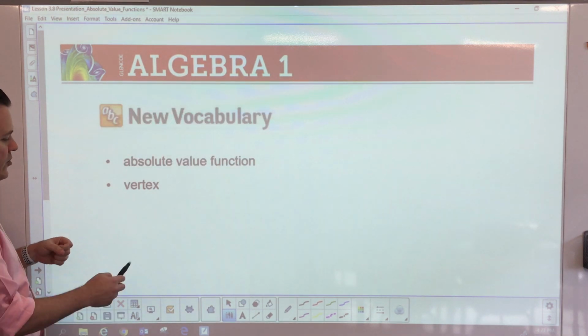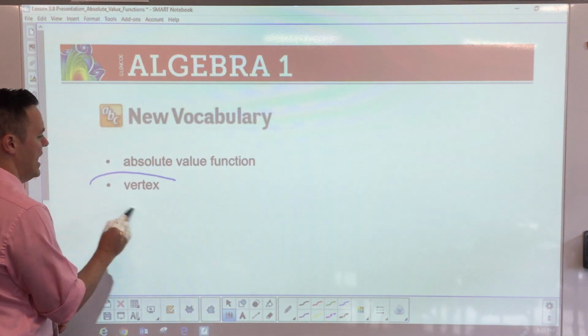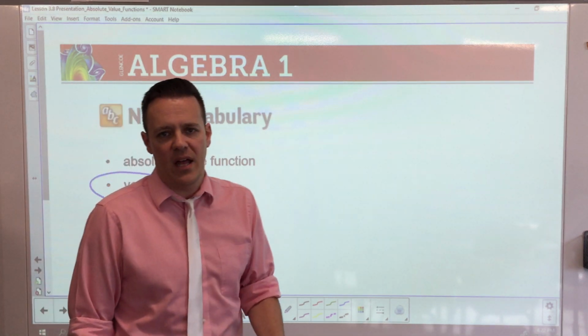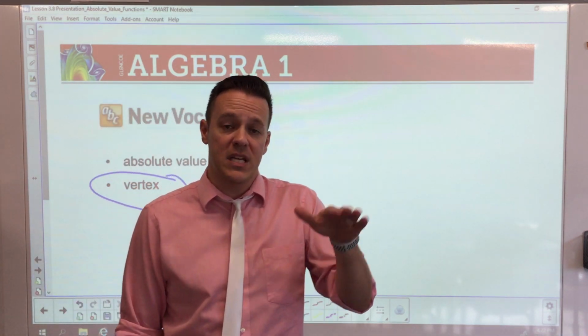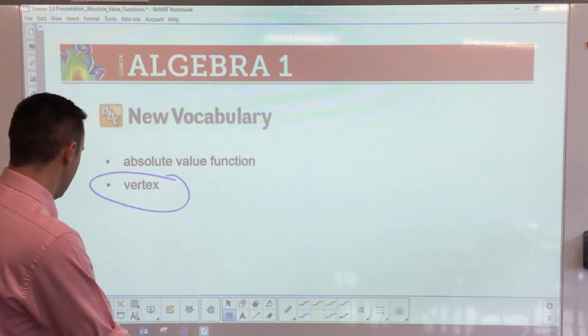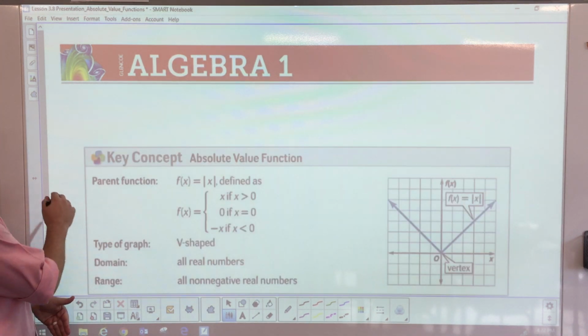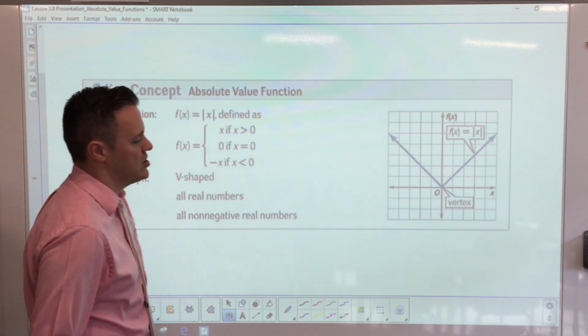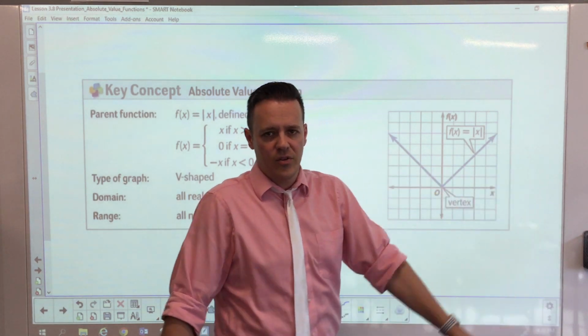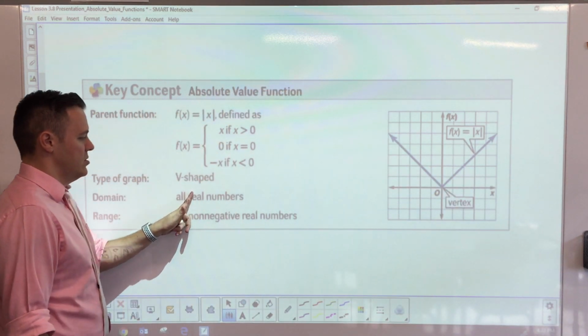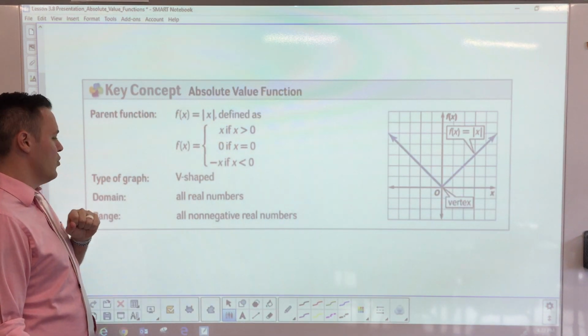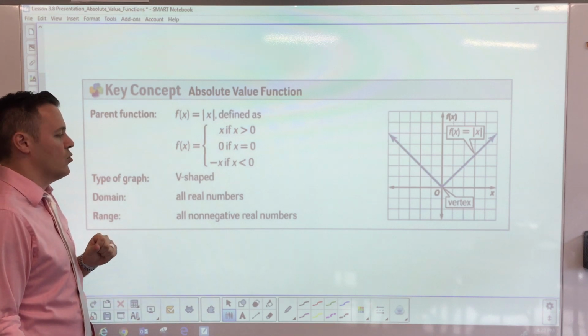Here's the key term for you to remember this time: vertex. Big functionality. We will start talking about vertex now, and when we get into quadratics later, it'll become a very important term. Here's an absolute value parent function. Left to right, the domain is all real numbers. The range is all non-negative real numbers.